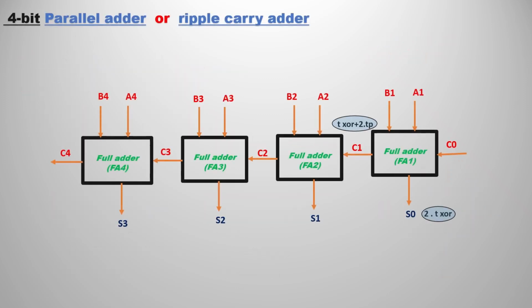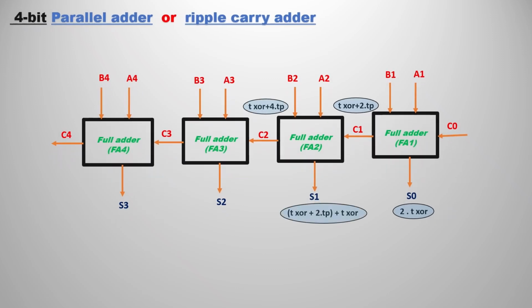So this is the 4-bit parallel adder. In the same fashion, for the first S0 we obtained 2 times T XOR. So we have obtained the carry for the first full adder, that is T XOR plus 2 TP. Up to now we have discussed or obtained that only from the circuit diagram.